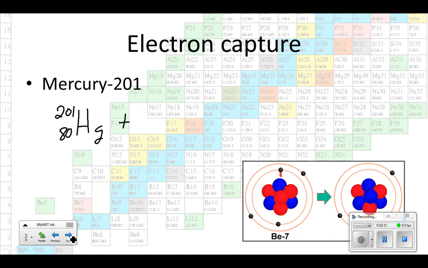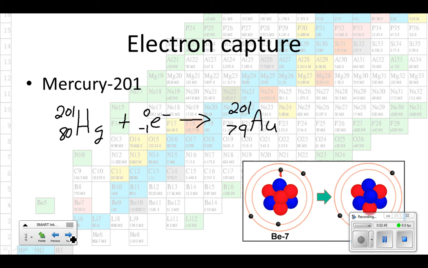It's going to grab an electron. So we're going to add, in this case, which is different than what we've been doing, an electron now, not a positron, so that's -1 and 0. All right, so when the nucleus grabs that, add up along the bottom, 80 and -1 is 79. Element number 79 is gold. And across the top, 201 and 0, 201.